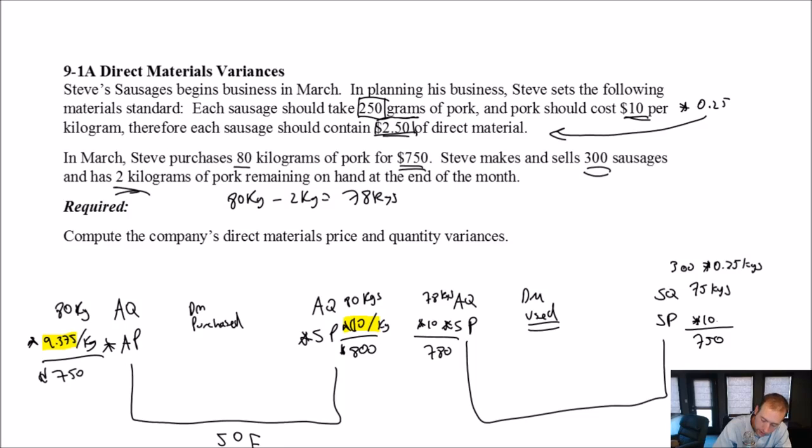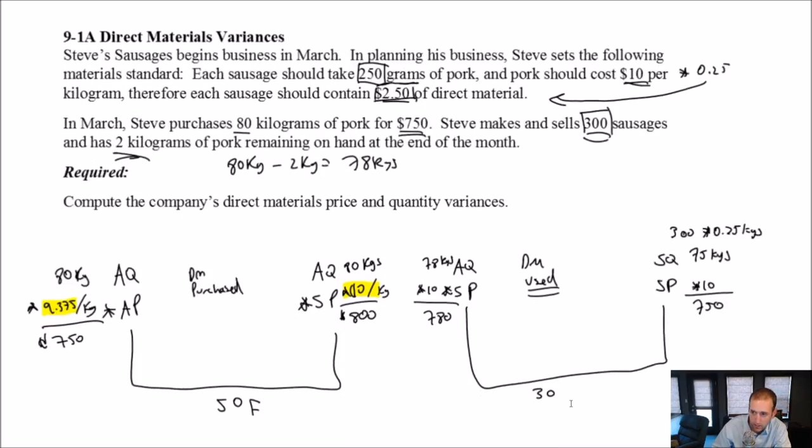The variance here, so again, if I told Steve before the month, hey Steve, you're going to make 300 sausages, Steve would have said, oh, I need 75 kilograms of pork. Now, he used more than that. He used 78. So the difference here is $30. And that's the variance. And we've got to ask ourselves, is this variance a good variance or a bad variance? But of course, we don't say good or bad. We say, is it favorable or unfavorable?